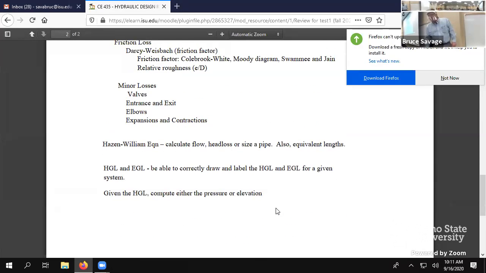And then the last thing, HGL and EGL. Okay, you should be able to correctly draw those for a system.